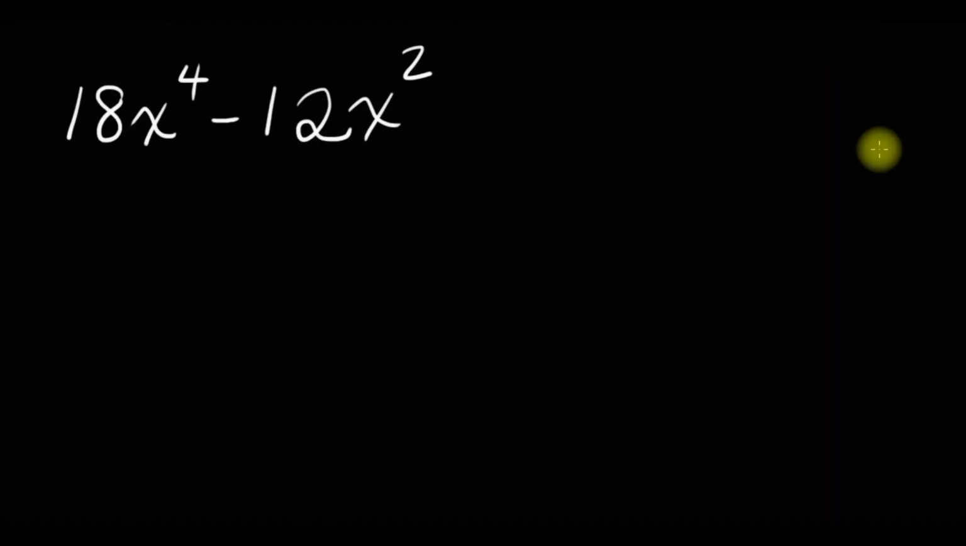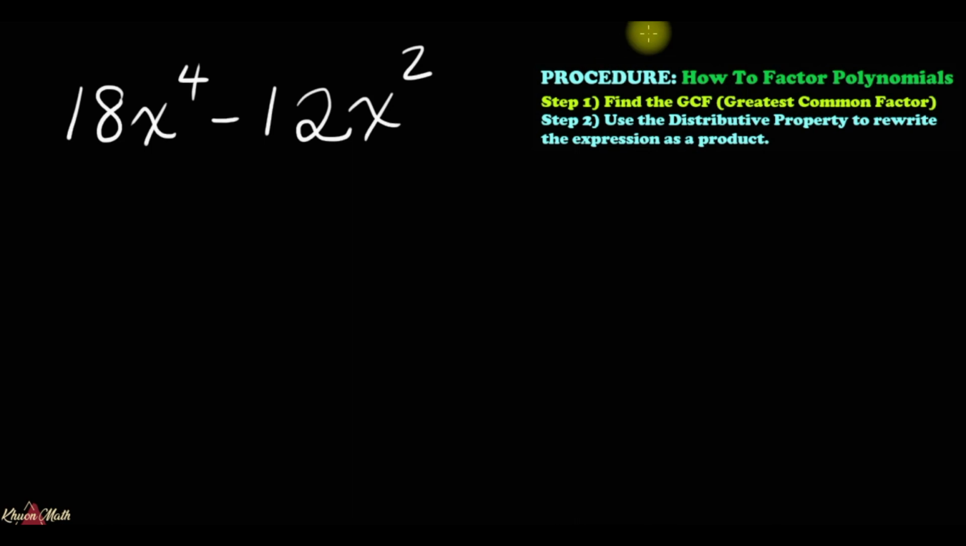Okay, let's go over another one. Here's another polynomial, 18x to the 4th, take away 12x squared. Okay, we're going to factor this polynomial, and we're going to look at a procedure of how to do it, and then we're going to go through it step by step. So first thing we have to do here is come up with the GCF. That is the greatest common factor for 18x to the 4th, take away 12x squared.